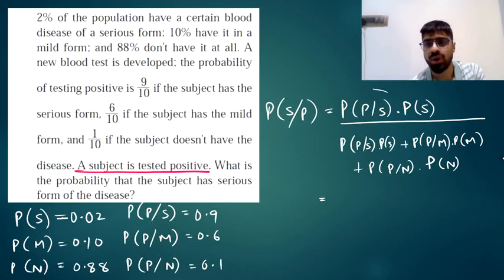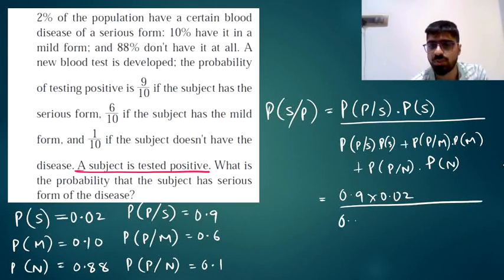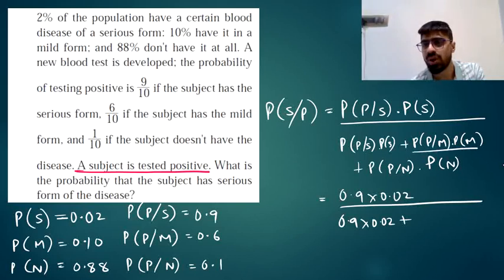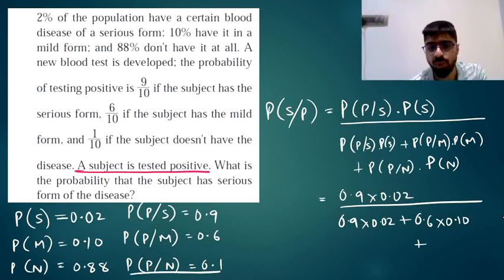So now P of P given S into P of S, that is 0.9 into 0.02, divided by the denominator, which contains 0.9 into 0.02 as the first term, plus P of P given M into P of M, that is 0.6 into 0.10, plus P of P given N, that is 0.1 into 0.88.